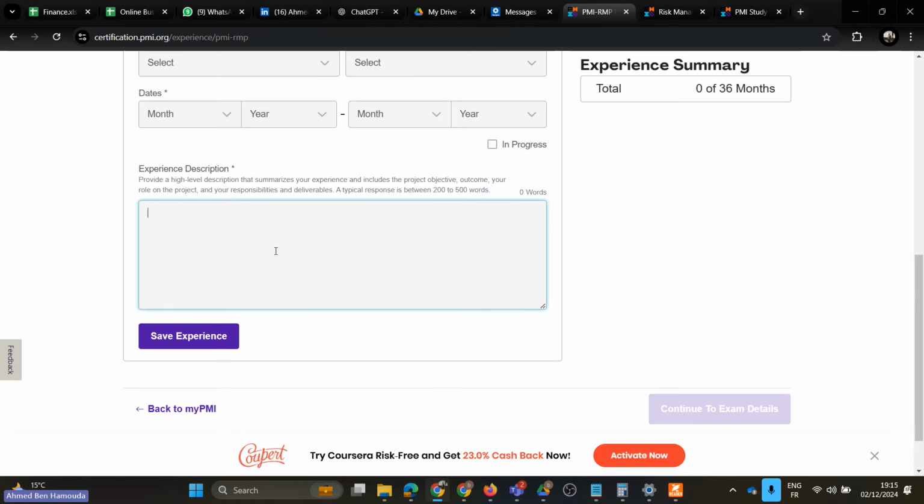Now the experience you put in here should show that you managed the risks in projects. You need to talk about which tools and techniques you used for identifying risks, how you analyzed the risks, which tools and techniques again you used, and how you prioritized risks.